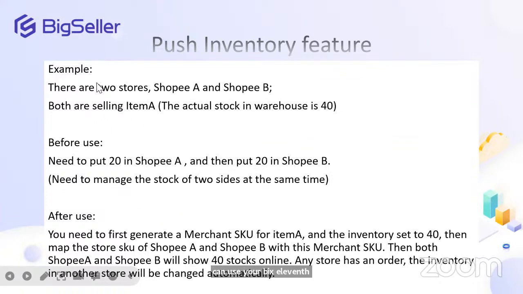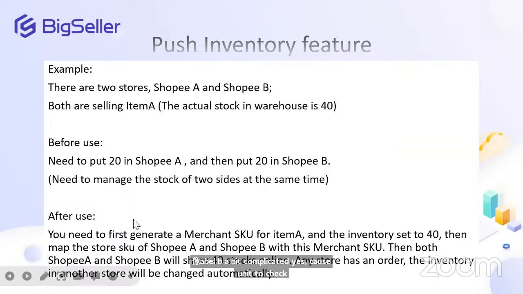And here I have an example. Suppose I have 2 stores, Shopee A and Shopee B, and they are selling the same product, product A. And the actual stock in my warehouse is 40. Before I use the push inventory function in Big Seller, I need to put 20 in my Shopee A and 20 in my Shopee B. I need to separately manage the stock on both sides at the same time. So it would be a bit complicated, because you need to check both seller centers and check the stock all the time.